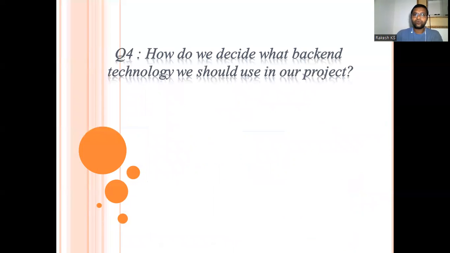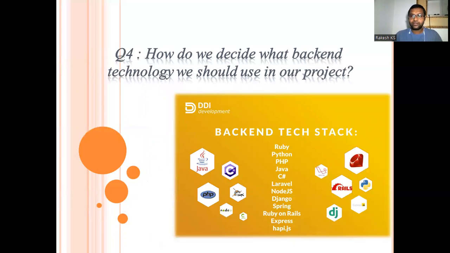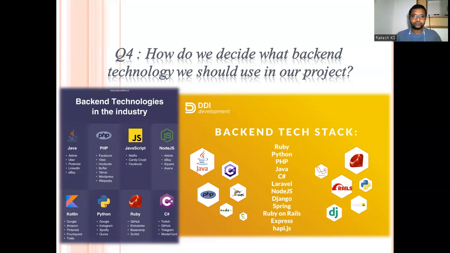Next, we shall see how do we decide what backend technology we should use in our project. It is quite complicated and a little bit difficult to choose the backend technology unless we have particular, straightforward specifications for our project. When choosing backend technology, the most important criteria are speed, reliability, and scalability. Each technology has its own business purposes. For example, .NET, Java, PHP have different purposes.